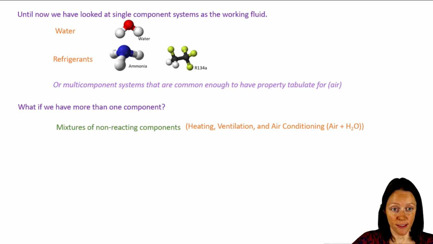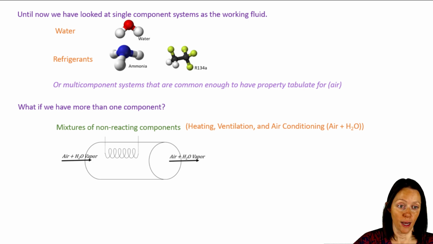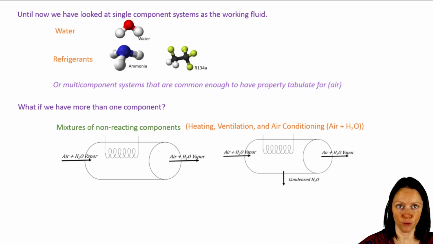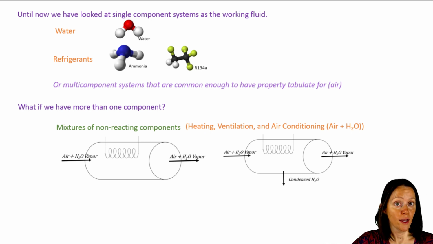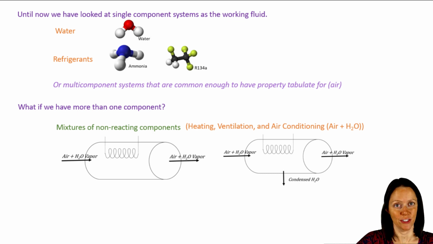We'll talk about two cases: mixtures of non-reacting components, and that would be the case if you have HVAC applications in which you have moist air, which is composed of two components, air and water vapor. We'll talk about if one of those components condenses out. So for example, if you cool moist air to a certain temperature, your water may condense out. And we'll talk about how we know whether there's condensation and that sort of thing in a few segments.